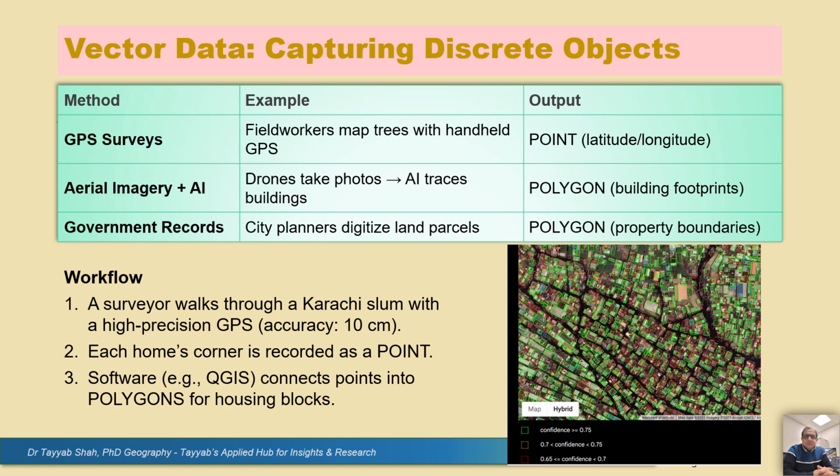So in a nutshell, if you want to see the workflow for that, a surveyor walks through a Karachi slum area with a high resolution, high precision GPS, for example 10 centimeter, and each home's corner is recorded as a point. Then software, for example QGIS, connects points into polygons for housing blocks.